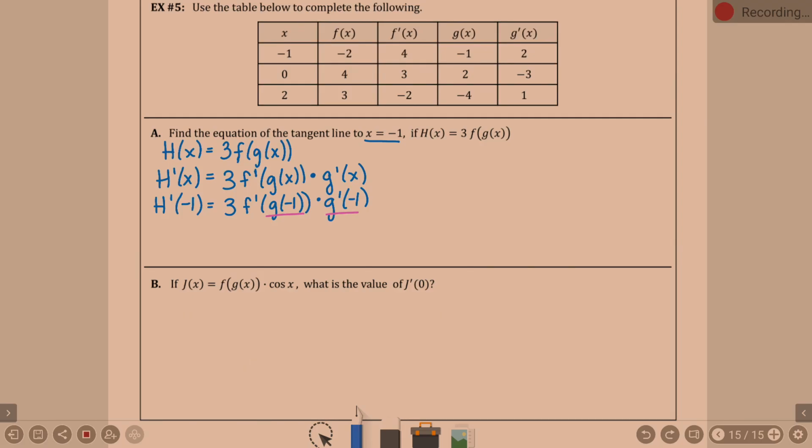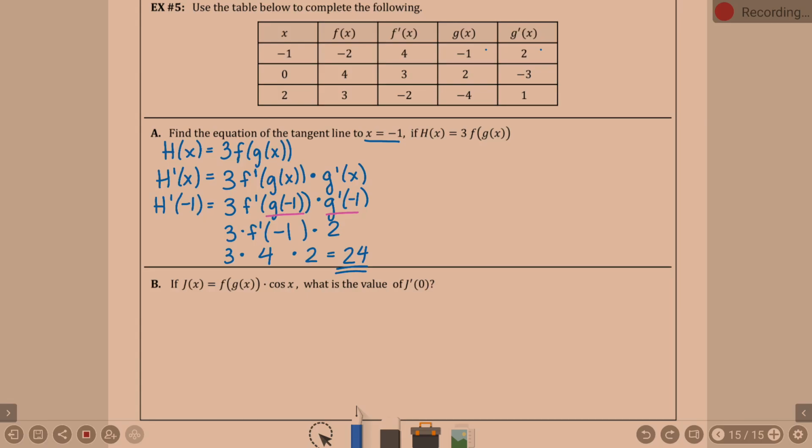3 f prime of what'd you say? Negative 1. Okay, because g of negative 1 is negative 1, times 2. Okay. So we did our inside, and we did our g prime. Then you have to do 3 times f prime of negative 1. 3 times 4 times 2. 24. Okay, I can go with that. 3 times 4 times 2 is 24.